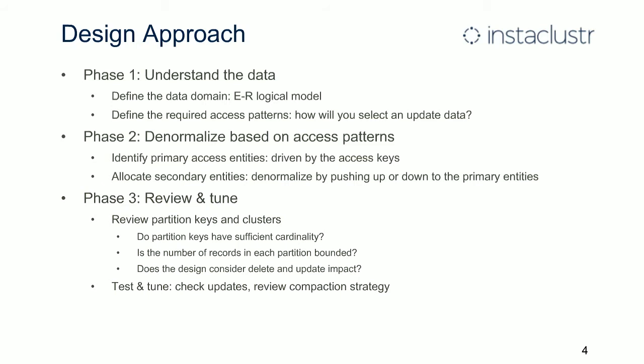So identify what are the access keys that you're going to use, and they become what we call in this methodology the primary access entities. And then once you've designed those keys, you have to work out how to denormalize the other data that needs to be stored into entities or into tables that are accessed by those keys. And you can do that both by pushing up data, so using collections and those kind of things, and even clustering keys to have a finer grained table, and pushing down data by denormalizing, so having multiple copies of reference data and those kind of things in your table.